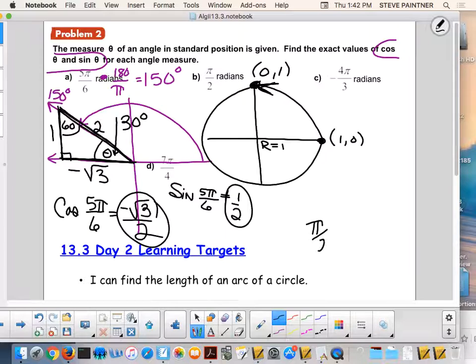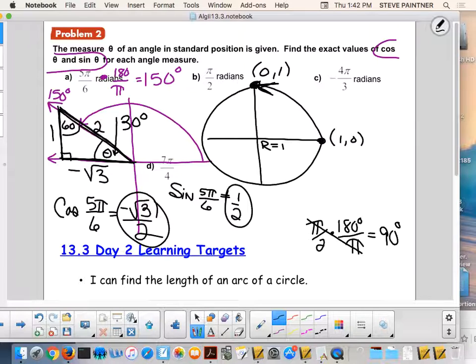If you don't remember that that's 90, here's how you do it again. Pi over 2 times 180 over pi. What happens to the pi? Cross out. 180 over 2, it is 90. Some of you did remember that and some forgot, so that's how you get it.